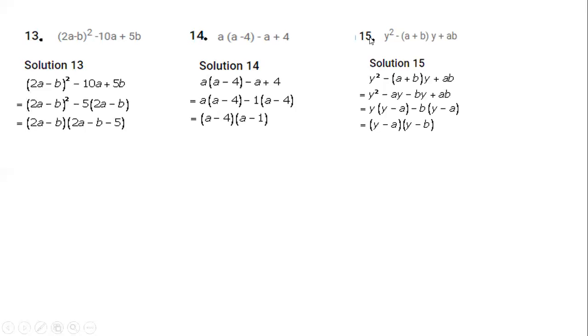Come to question number 15. Y square minus a plus by plus ab.